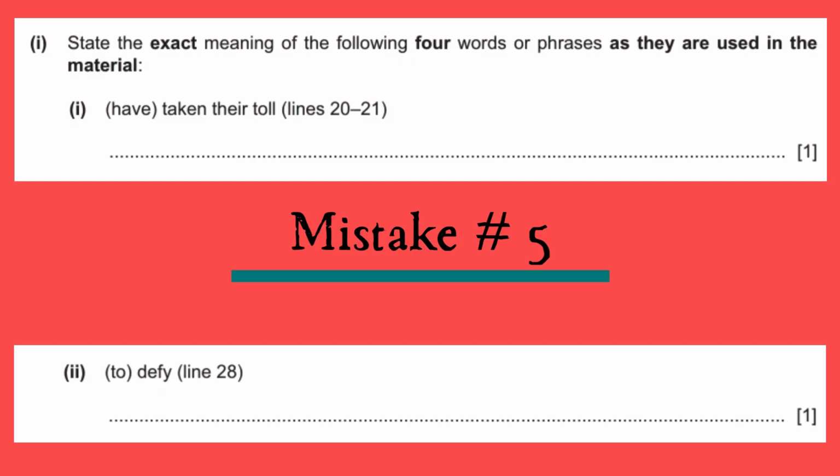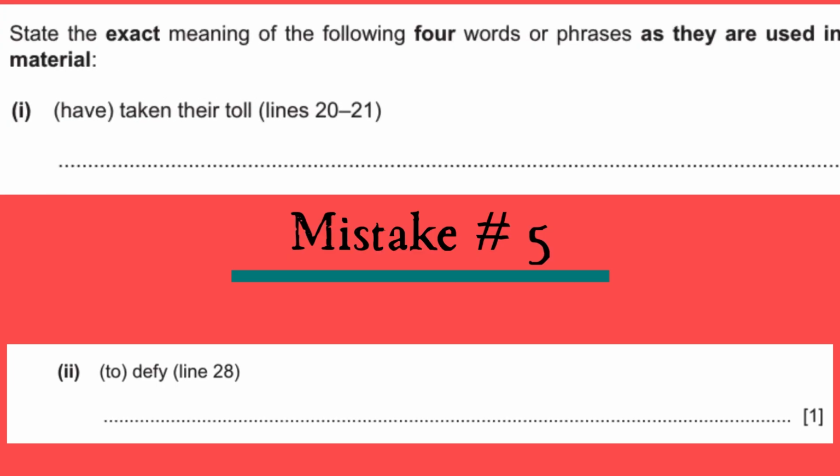The next one says defy. Defy is an infinitive and you have to write the base form here. So when you answer it, you can say disobey or go against or ignore. You can't write ignored here. You are not writing the second form of the verb. So do remember, don't change the verb form here.